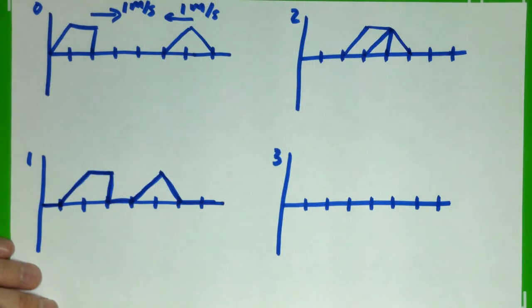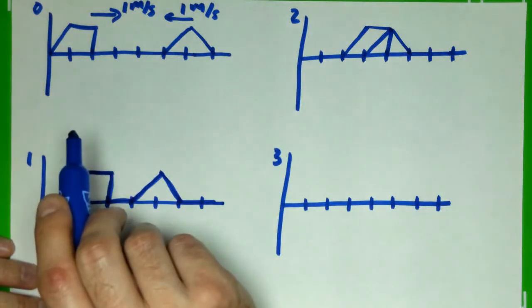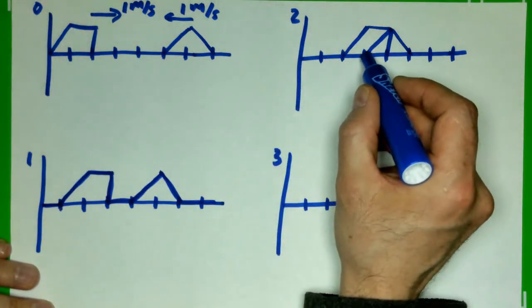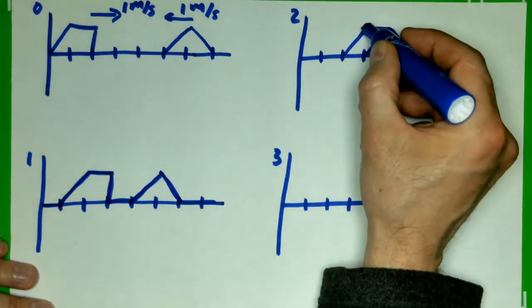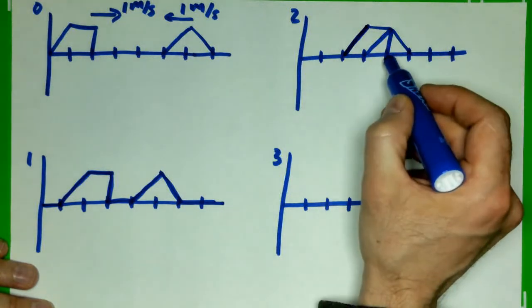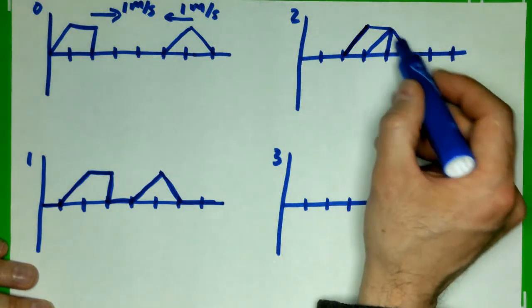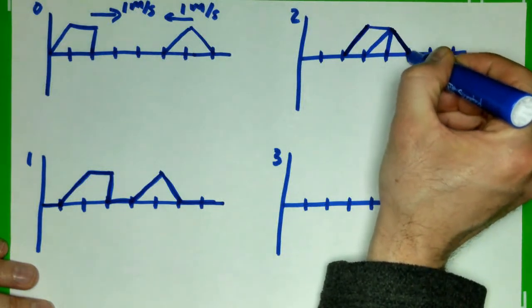Now a portion of them is occupying the same space, the same part of the string. And so the molecules in that piece of string are going to be moved as the sum of the two pulses. Between 2 and 3, only this pulse occupies this piece of string, so this is the only thing that's going to happen between 2 and 3. Between 4 and 5, only this pulse occupies that piece of string, so this is going to be what that piece of string looks like.